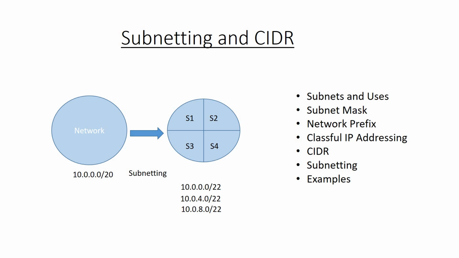So based on this subnet mask and network prefix, we would see how different classes of IP addressing would be obtained by discussing classful IP addressing. After that, we would discuss CIDR, which is classless interdomain routing. And then we would discuss subnetting, which means how to divide a network into multiple subnets. Finally, we would go through different examples about CIDR and subnetting.